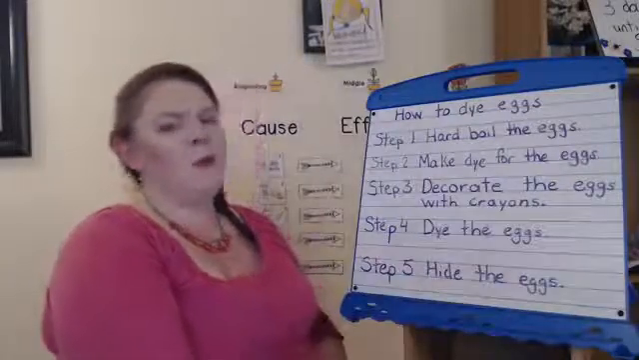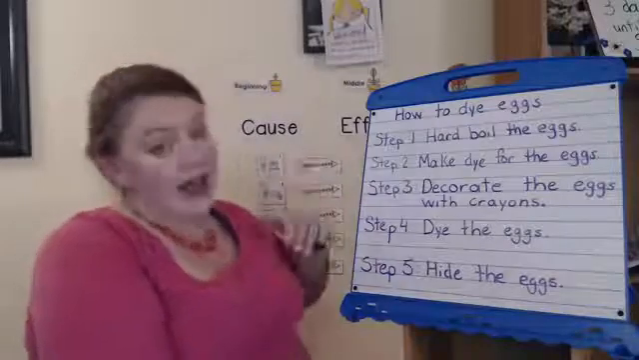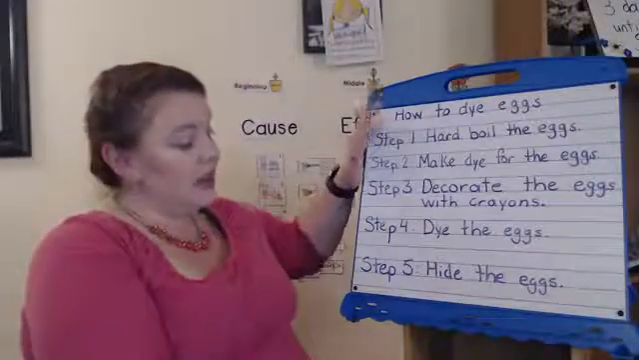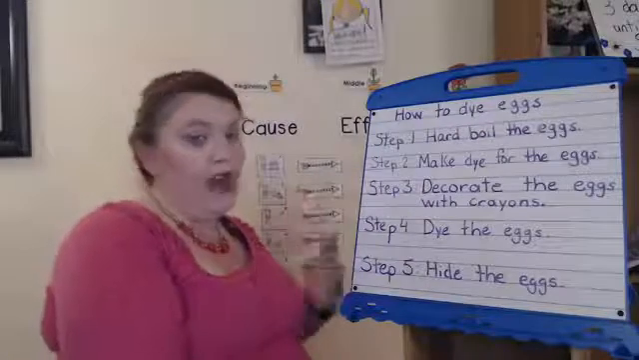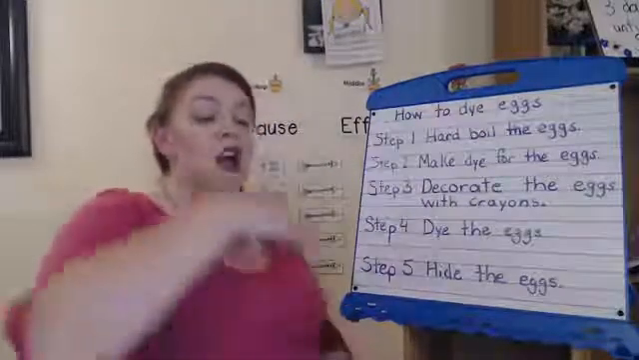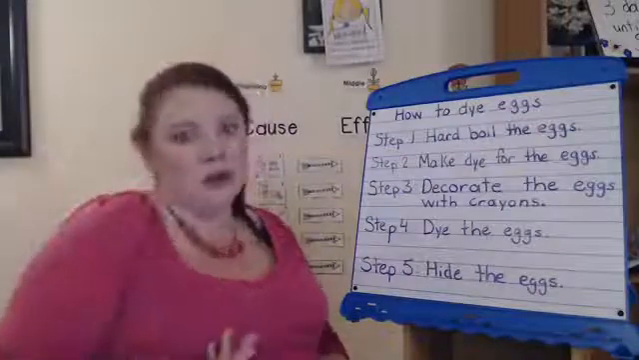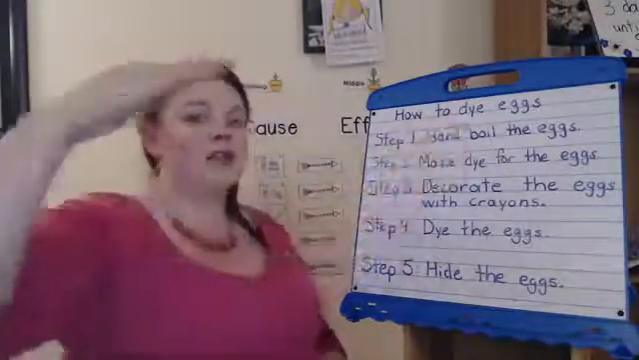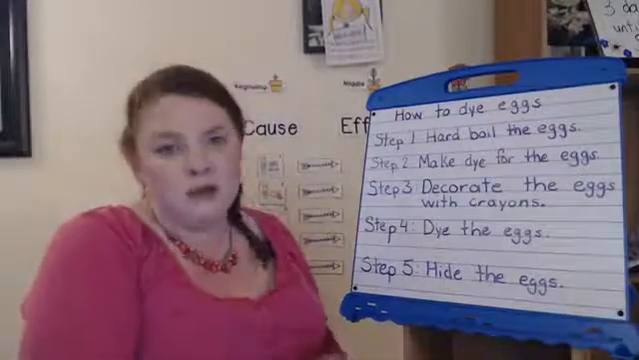And some of you may be going, why are we writing this 2 different times? Well, in class, what we're doing is we're making the steps. We're showing step 1, step 2, step 3, step 4, step 5. Because in informational writing, you're writing facts or a how-to. This is a how-to book, how to dye eggs. So you're giving the steps so people can follow those steps.